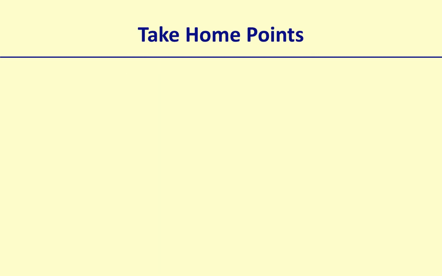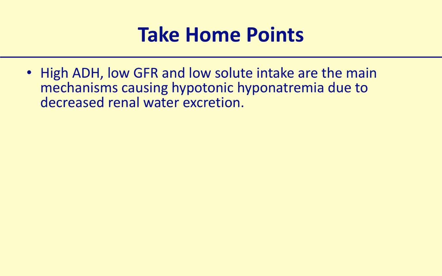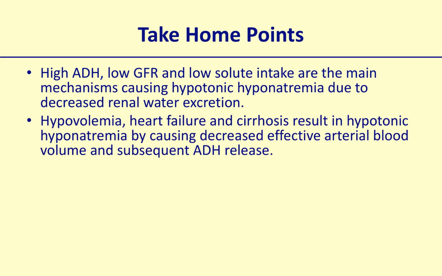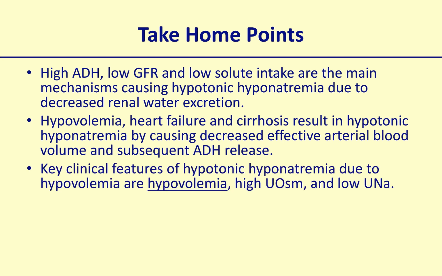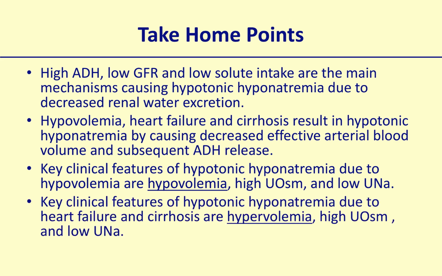So what are the take-home points? High ADH, low GFR, and low solute intake are the main mechanisms causing hypotonic hyponatremia due to decreased renal water excretion. Hypovolemia, heart failure, and cirrhosis result in hypotonic hyponatremia by causing decreased effective arterial blood volume and subsequent ADH release. Key clinical features of hypotonic hyponatremia due to hypovolemia are hypovolemia, high urine osmolality, and low urine sodium. Key clinical features of hypotonic hyponatremia due to heart failure and cirrhosis are hypervolemia, high urine osmolality, and low urine sodium.